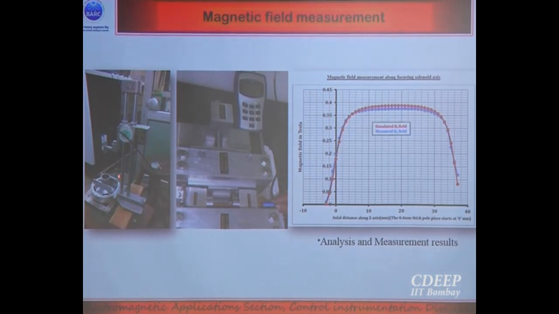After the design, we map the magnetic field through the bore of the magnet, and we were able to match the simulated and the measured B field. So on-axis and off-axis measurements have been carried out.